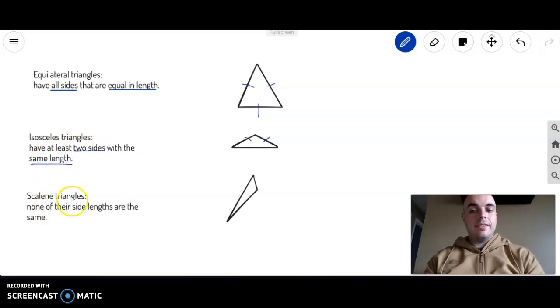Next is scalene, and it's a triangle where none of the side lengths are the same, not one. Each one of these is a different size. So I won't be drawing any lines to show equality because none of them are equal. This length here is the longest with a little short one here, and this one is shorter.